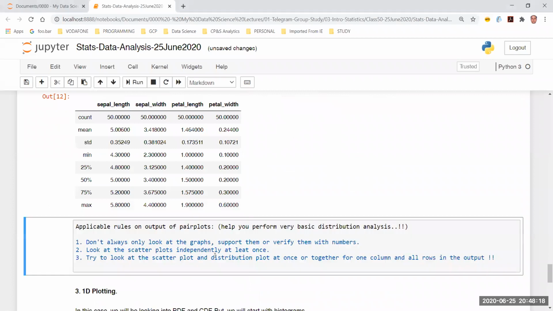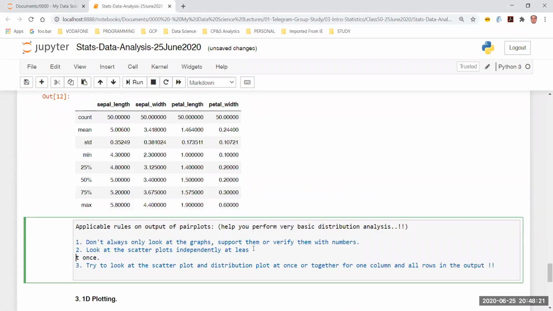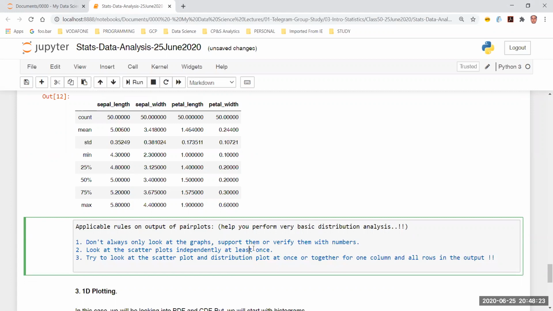There is a spelling mistake here. Let me just correct it. So it should not be "at least"; it should be "at least once".